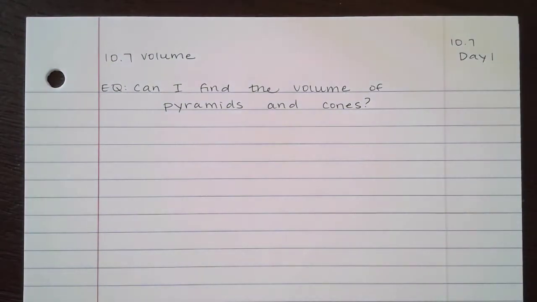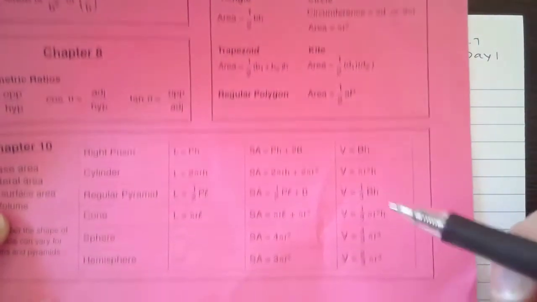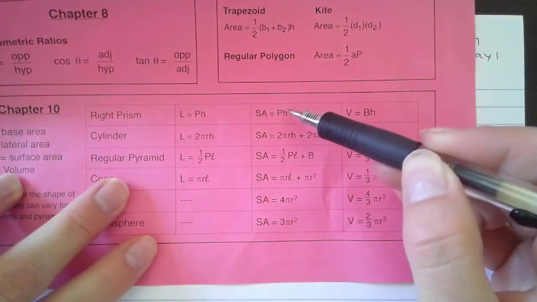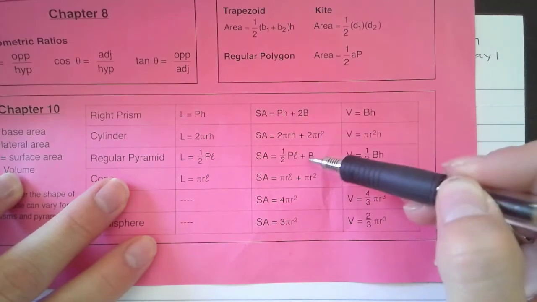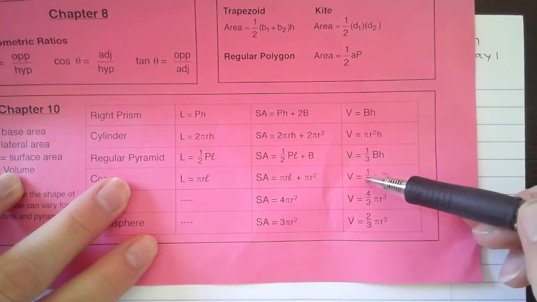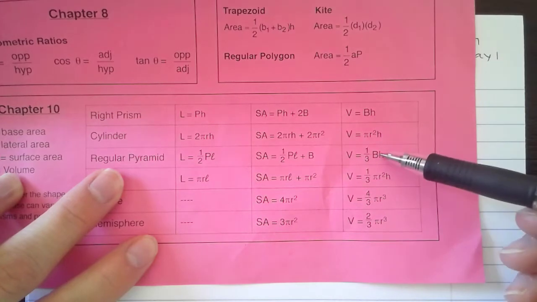The transfer from prisms and cylinders to pyramids and cones is a lot easier for volume. So with surface area, you could find similarities. I mean, there were still perimeters, big P's. There was still, instead of two bases, one base. But besides that, there wasn't a lot of similarities. The volume is way easier to find the similarities between, for example, a prism and a pyramid.